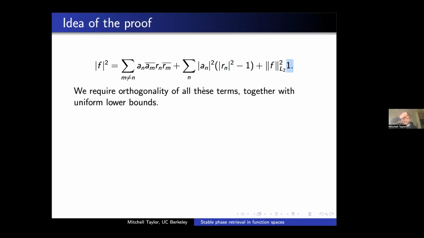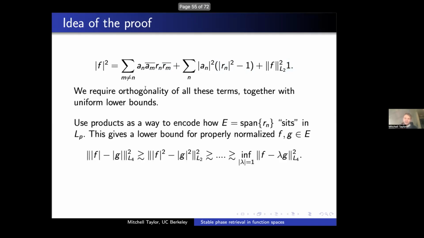And that's a reasonable claim. But if you make all these assumptions, then you can start to believe that you might be able to do phase retrieval on these subspaces. And why would you believe that?